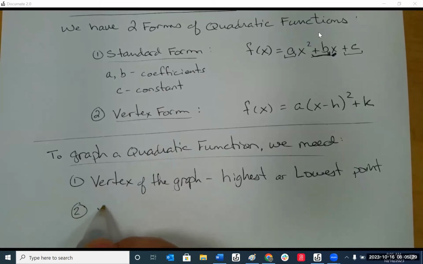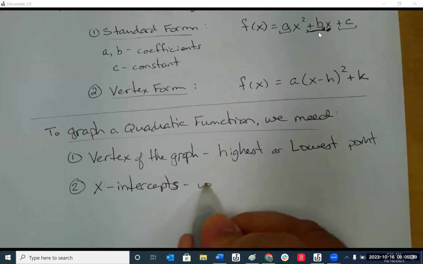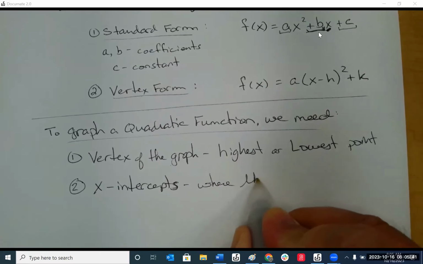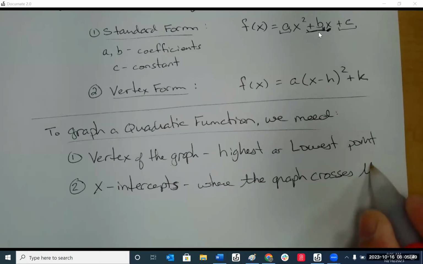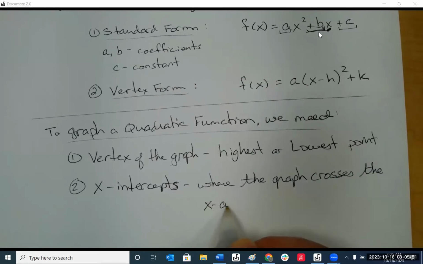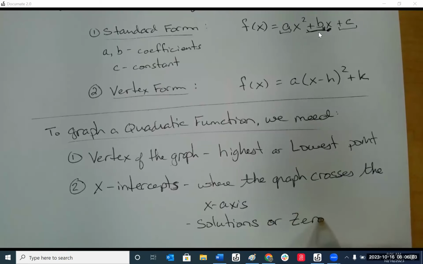We need to know the x-intercepts, where the graph crosses the x-axis. These are also called solutions or zeros.